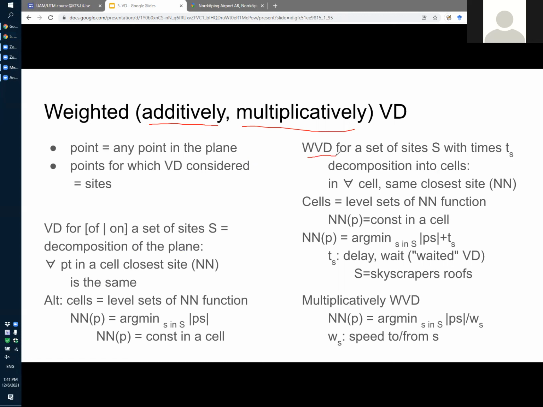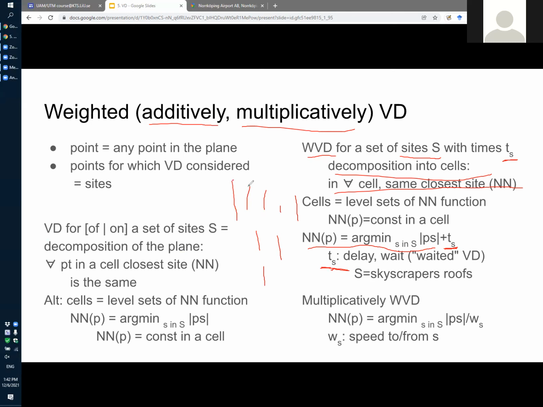So the weighted Voronoi diagram, or the additively weighted Voronoi diagram, is built for the set of sites where each site also has a time associated with it. And we first will look at the formal definition, and then how it is related to anything practical. So again, the cells are the level sets of the nearest neighbor function. So we're decomposing the plane into cells, and in every cell the closest site is the same. But now the closest is not just the distance, but also plus the time particular to that site. So again, that's the definition, and you may think of T_S as the delay at the site S. So one way to think about it is that imagine that I'm trying to draw a set of skyscrapers, so they should be straight, and they may have different heights.